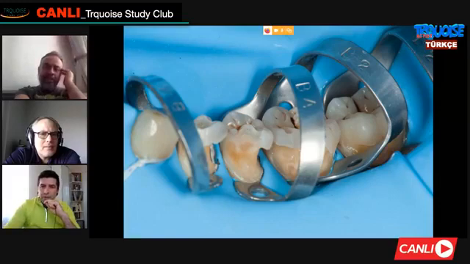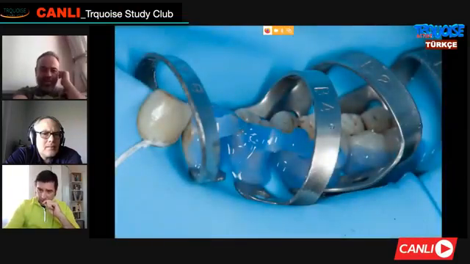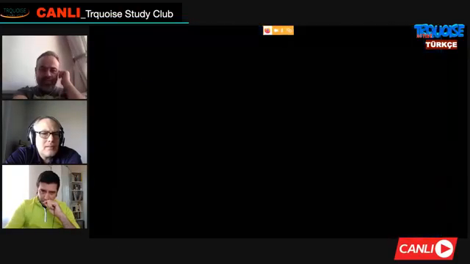And the teeth are vital? Yeah, all teeth are vital, except the premolars on the upper jaw, which I will show you separately. There is a fistula in the upper jaw. Yeah, exactly. We had to do some root canal treatment as well.